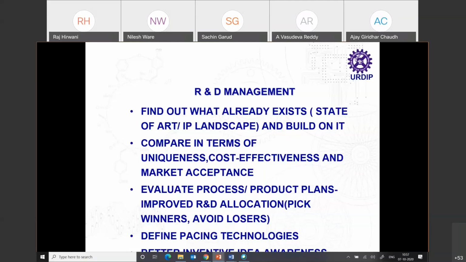So we say this is how the patent landscape looks. Out of 1,000 patents, we then cluster them and say they cover these aspects.